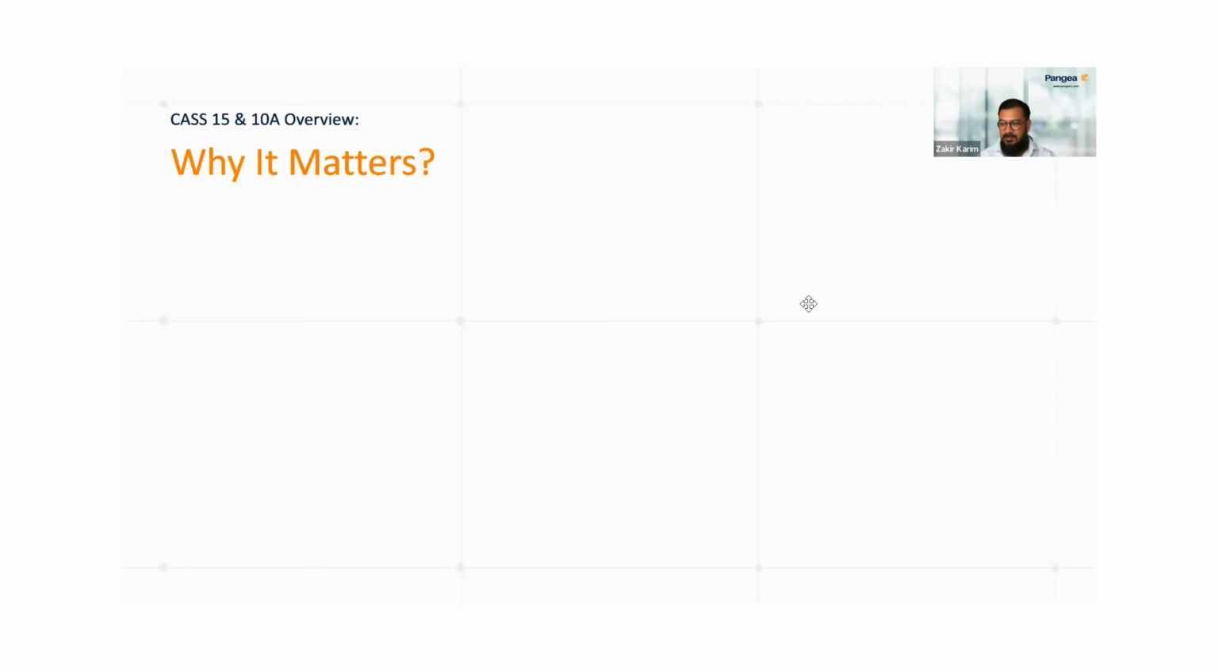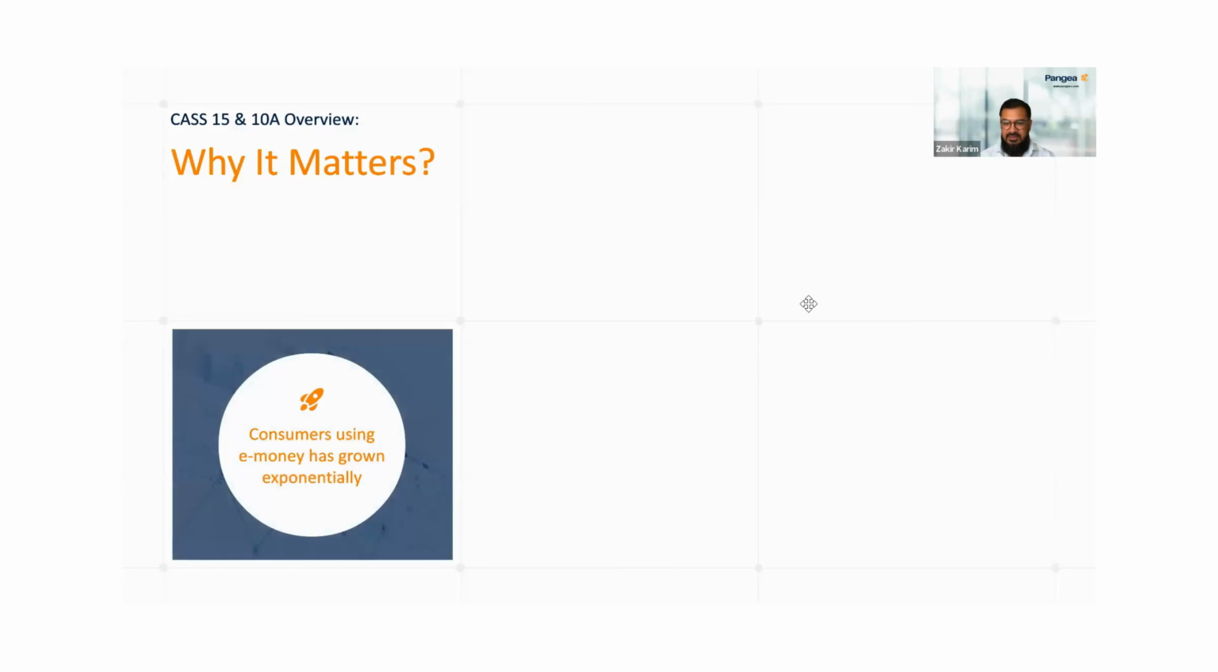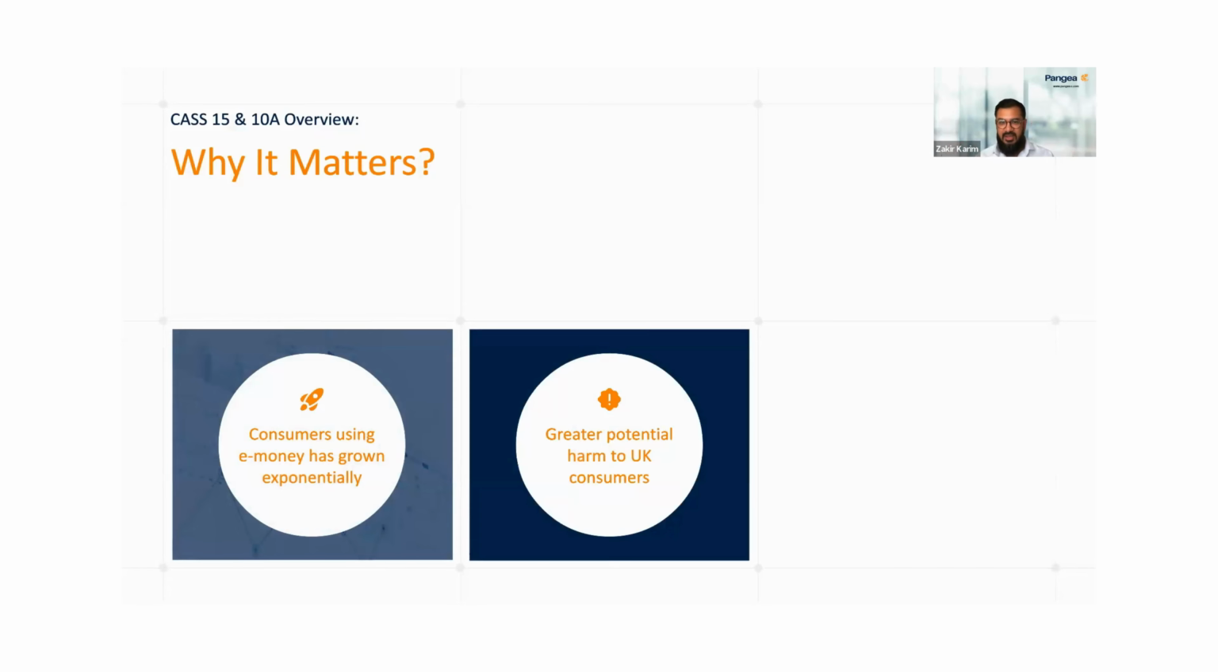So why does it matter? Why does it matter that these rules are now coming into play? The wider context is we have a growing popularity, a growing trend of more usage of e-money and firms in the payment sector. Consumers are using e-money, and that growth has been exponential over the last 5 years or so in particular. With the increased growth, we see obviously a greater risk, a greater potential harm to UK consumers if there was an insolvency in the payment sector.